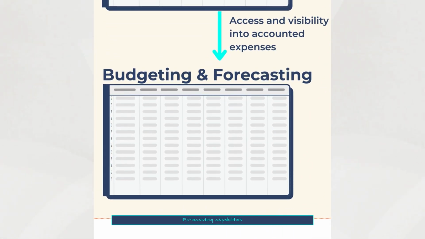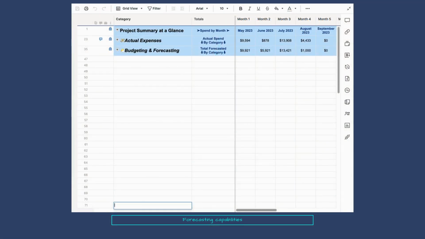So that's really what we're here for, right? Standardized budget trackers with integrated data like this one here allow budget custodians to visualize accounted expenses and have an area to forecast by category and time period in one view.